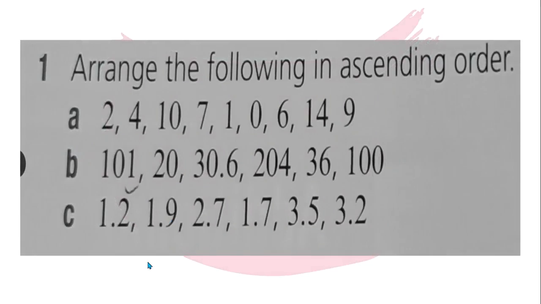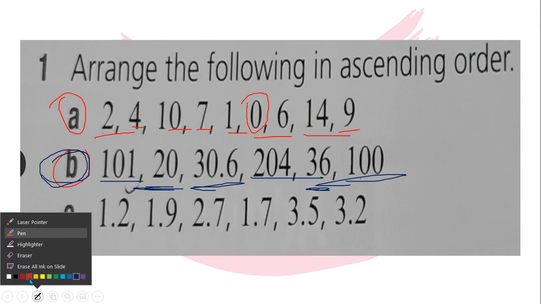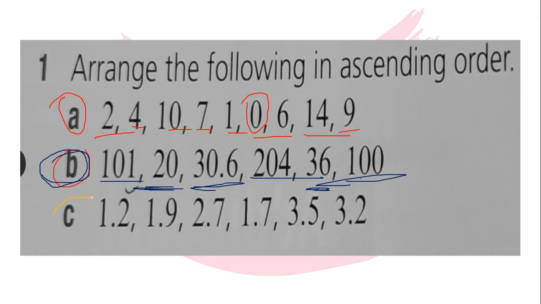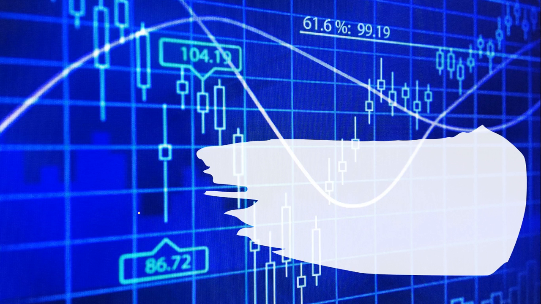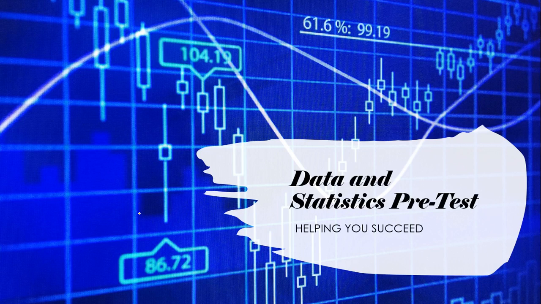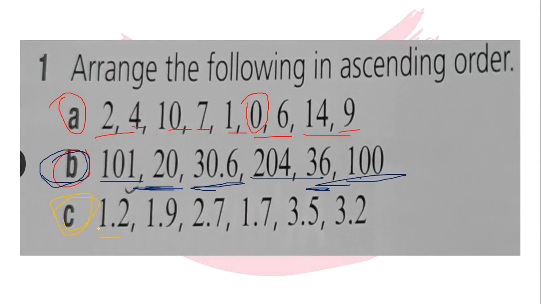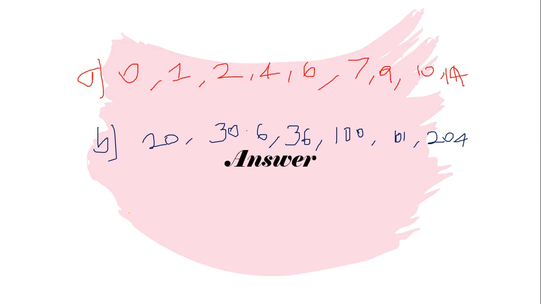Now let's look at the last part of question number 1, that is C. In C they are asking us for ascending order again. All of these here are decimals, so you have to go for the smallest number, in this case 1.2. Then we have 1.7, 1.9, 2.4, 3.2, and 3.5. So now let's write this in for the last part, guys.